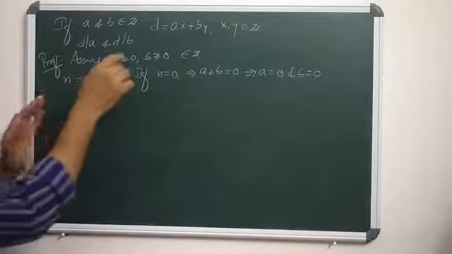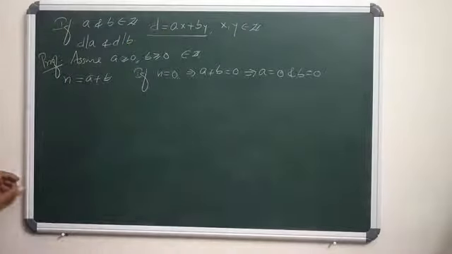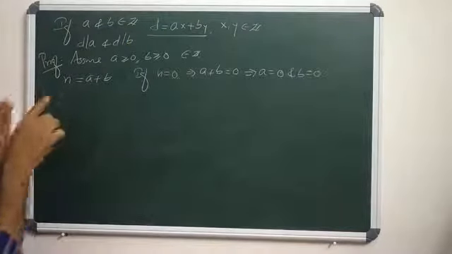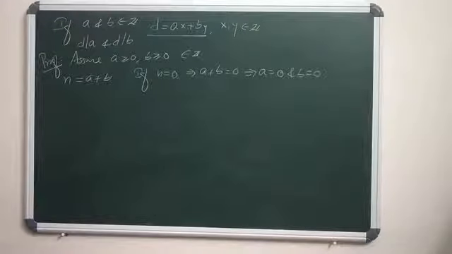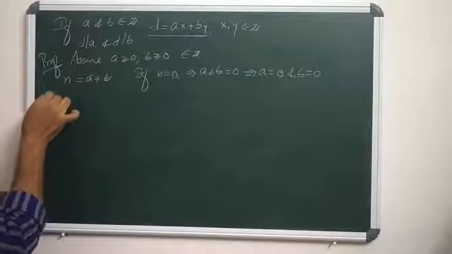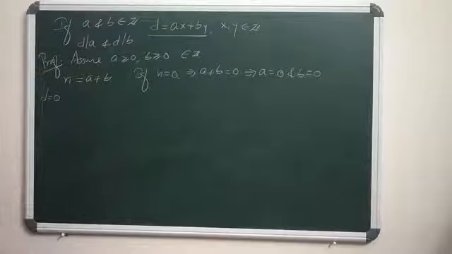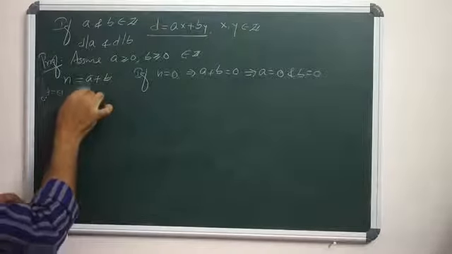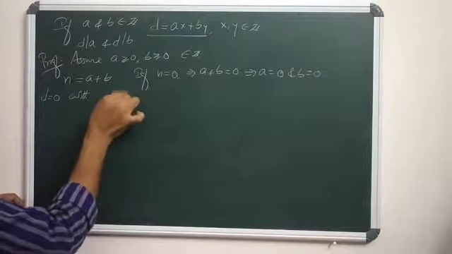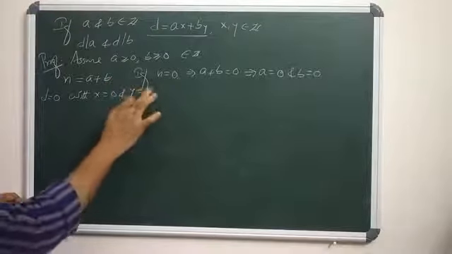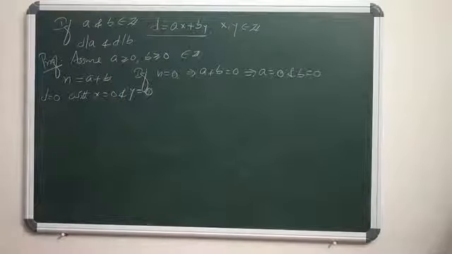So here what is D? D equals Ax plus By, that's our requirement. Put n equals A plus B. If n equals 0, since A and B are non-negative integers, A plus B equals 0 implies A equals 0 and B equals 0. So take D equals 0 with x equals 0 and y equals 0. That means this result is true for n equals 0.